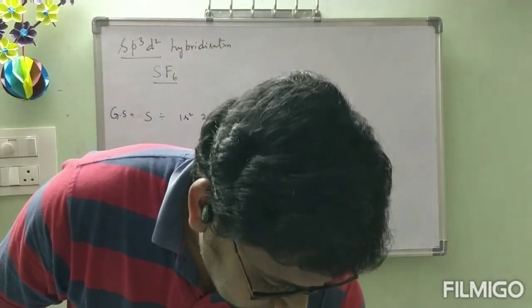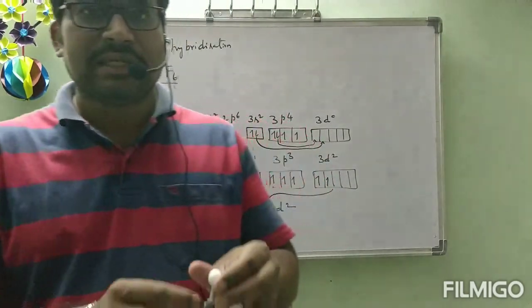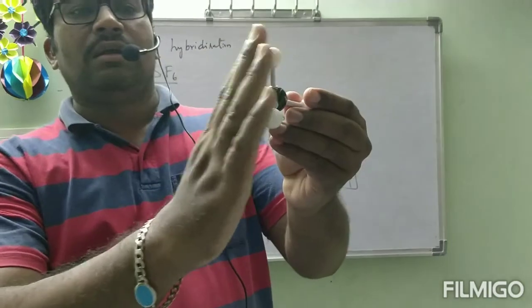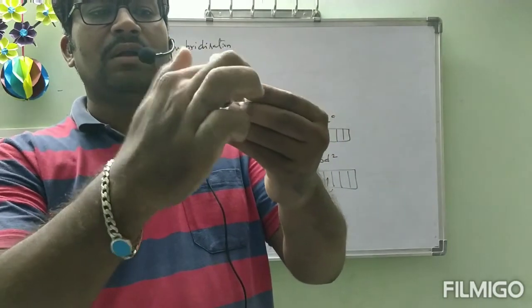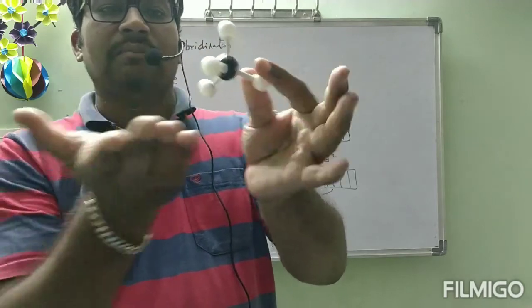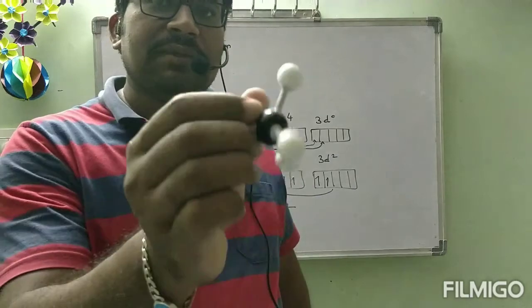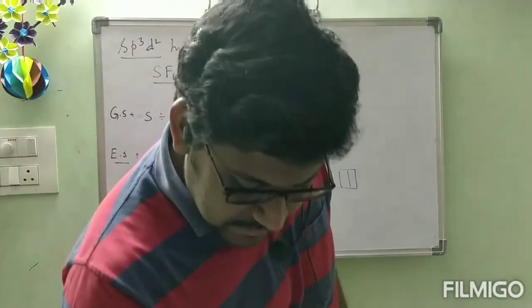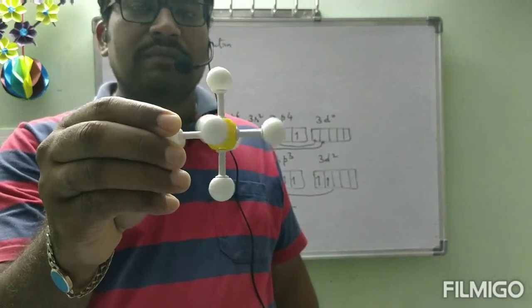Tetrahedral: tetra means 4, 4 faces. See, if you join here, we will get one face: 1, 2, 3, and below 1, 4. Totally 4 faces. That's why the shape is tetrahedral. Like that, this one is called octahedral or square bipyramidal.